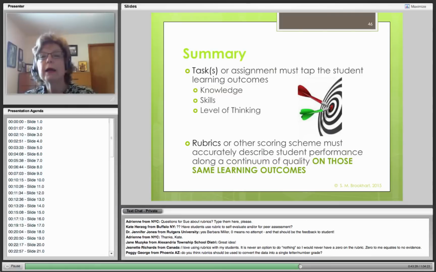And I'm going to come back again to, I'm checking my time here, I'm going to come back again to the reason that rubrics are important in the first place. It's not just because they're a way to get an evaluation, a grade for student work.